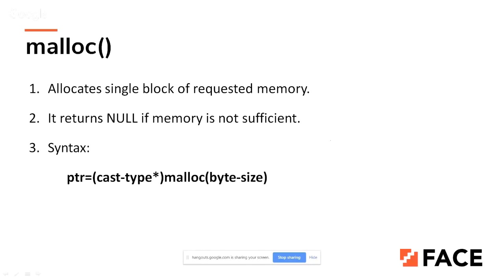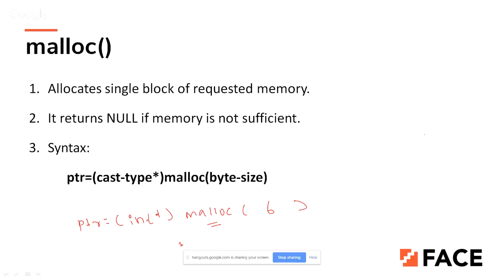For example, let me give ptr. I have declared a pointer variable, ptr = (int *) malloc(6). So here malloc is a function which will allocate a memory of 6 bytes, and remember one thing, the default return type of the malloc function is void pointer.